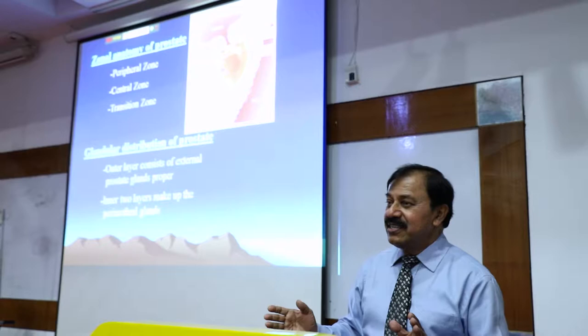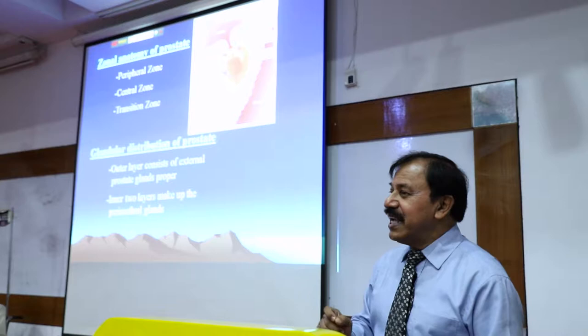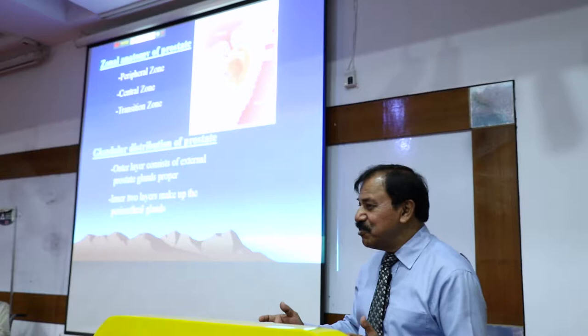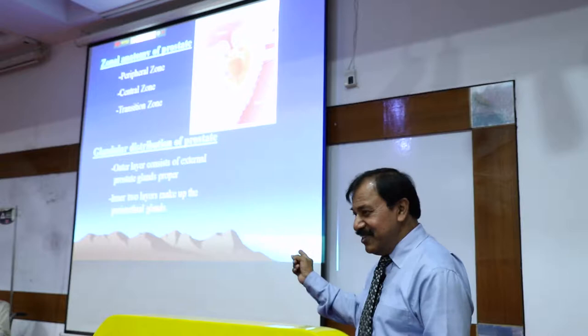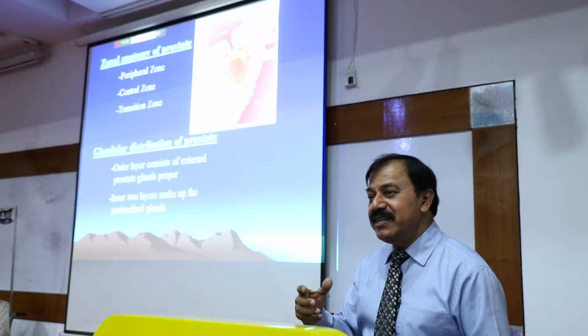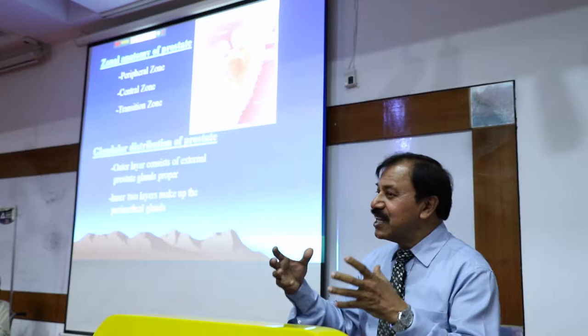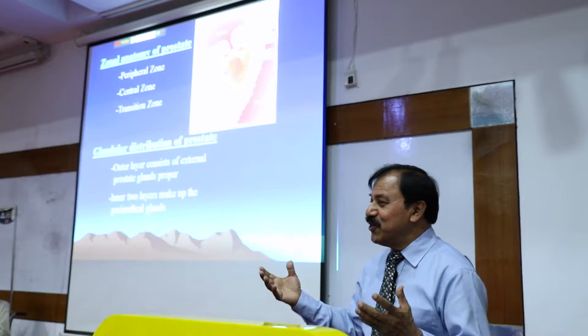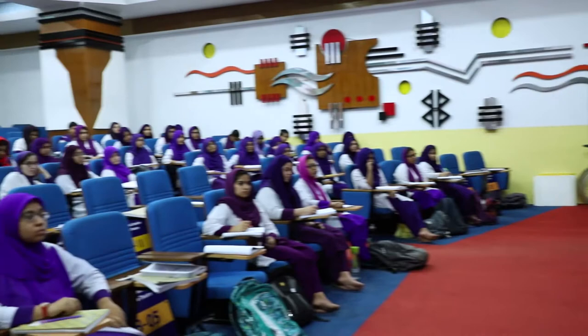If anybody asks where the incidence of cancer of prostate is more common, the answer is the peripheral zone. BPH is more common in the transitional zone, which encircles the urethra. As in the transitional zone BPH is more common, when the prostate enlarges, the portion surrounding the urethra causes more obstructive features. In case of malignancy, as it is in the peripheral zone, obstructive features are not that common. But the transitional zone is surrounding the urethra. That's why the transitional zone produces obstructive features more than malignancy.